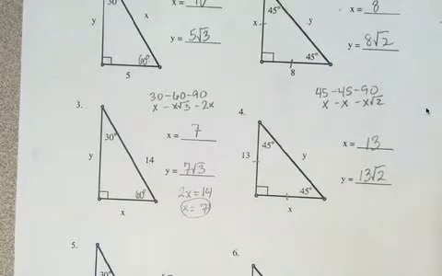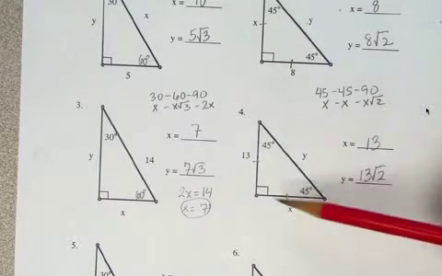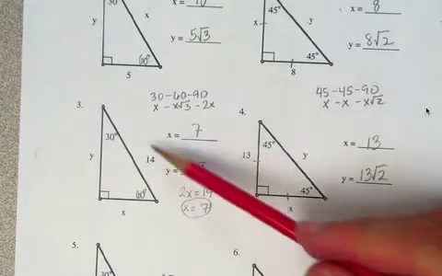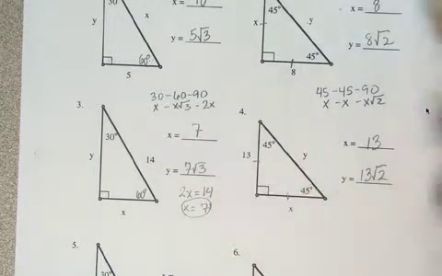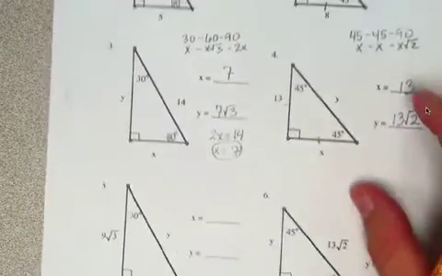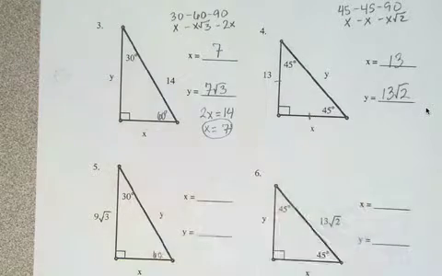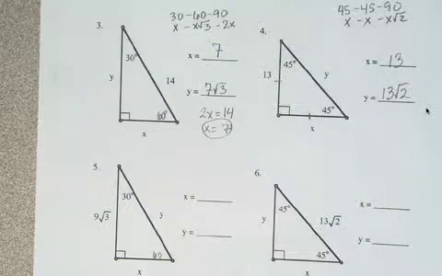Okay, so good rule of thumb, if we have a 45, 45, 90, we're always going to have a square root of 2 involved. And if we have a 30, 60, 90, we're always going to have a square root of 3 involved in our problem. Number 5, we have a 30, 60, 90. So we'll look at that one again.